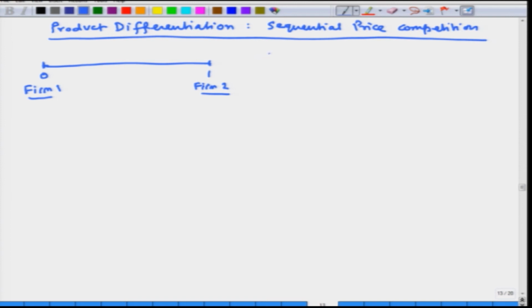Recall the linear city model. If you go back and take a look at Hotelling's linear city model that we solved, we had the demands of the two firms as follows.